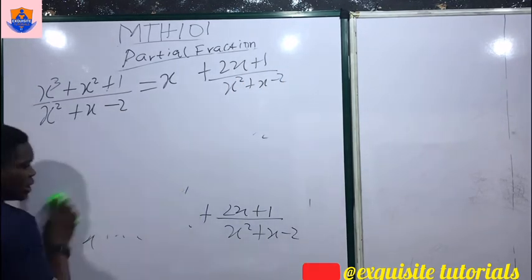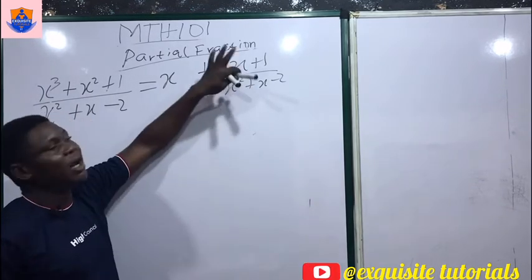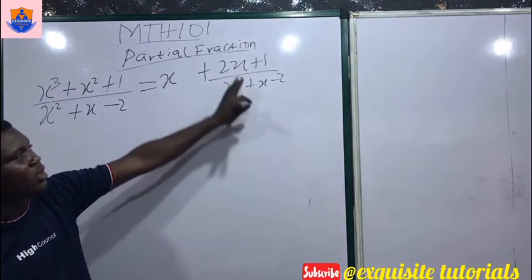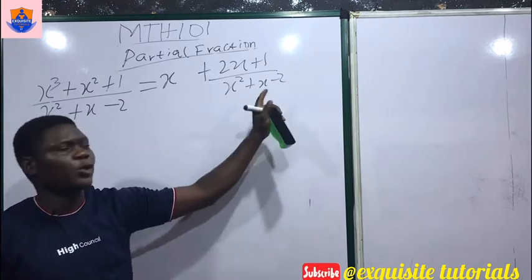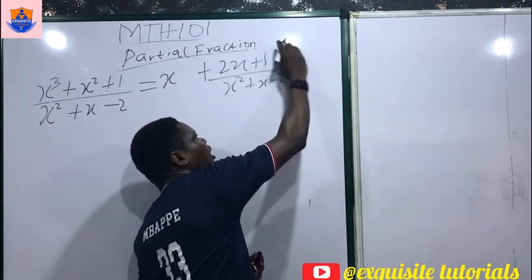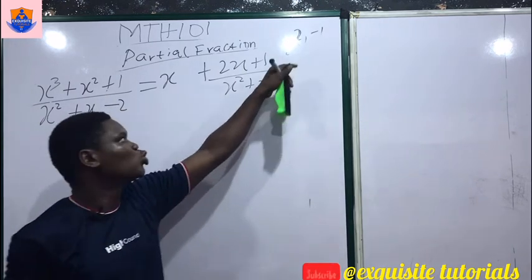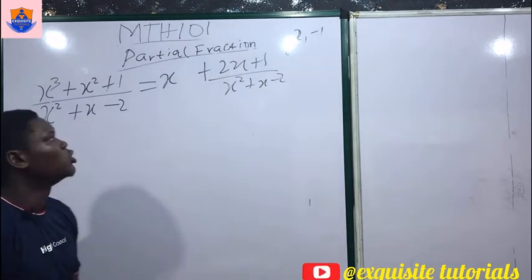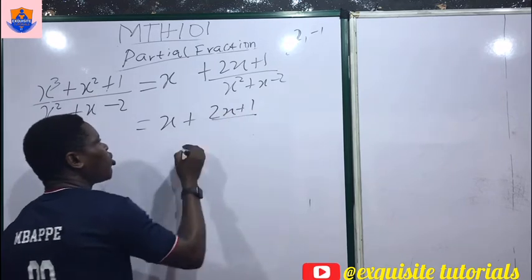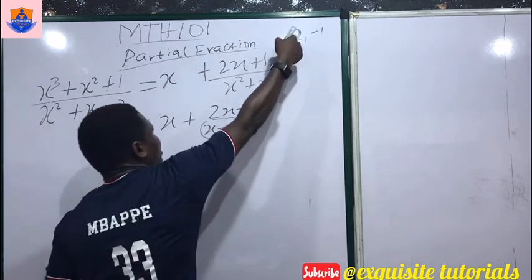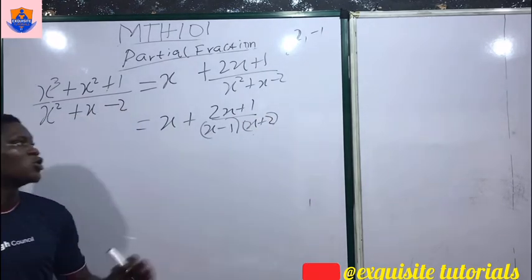Now let me check if this is factorizable. If this is not factorizable, this will be my final answer. So I want to check if this is factorizable. Let's check. Think of two numbers that when you multiply, you get minus 2, and when you add, you get 1. Those two numbers are 2 and minus 1. 2 times minus 1 is minus 2. 2 minus 1 is plus 1. So this can be factorized to x plus 2x plus 1 all over x minus 1, then x plus 2. So this is it.